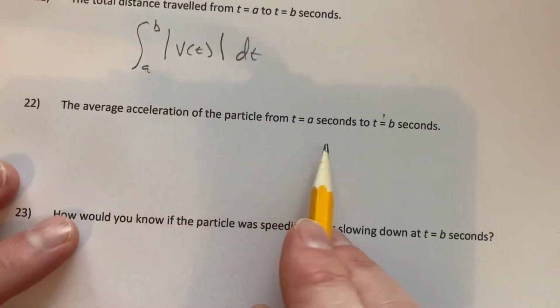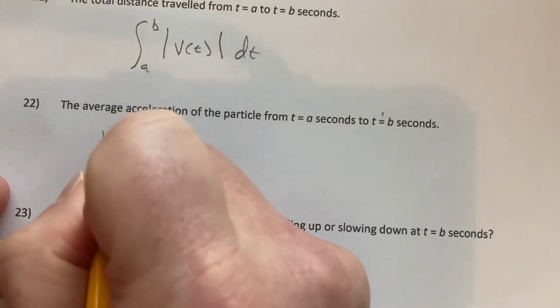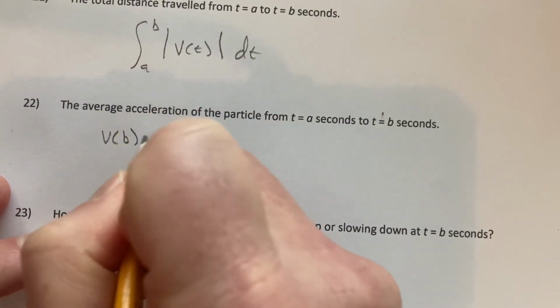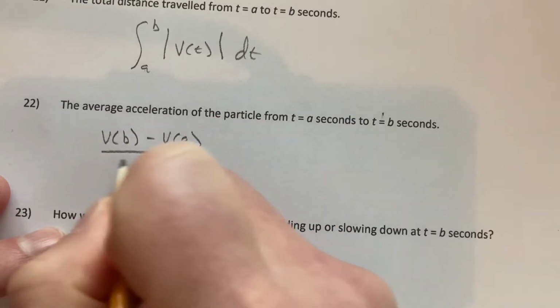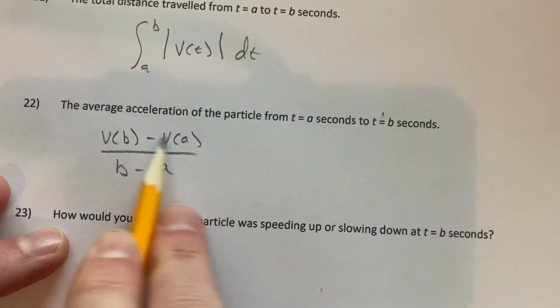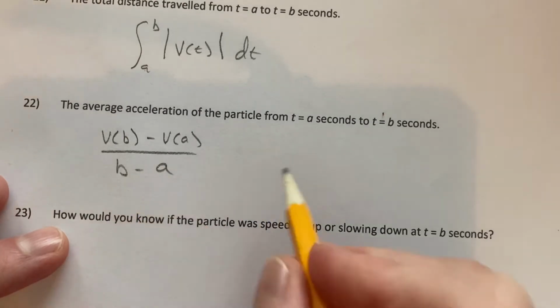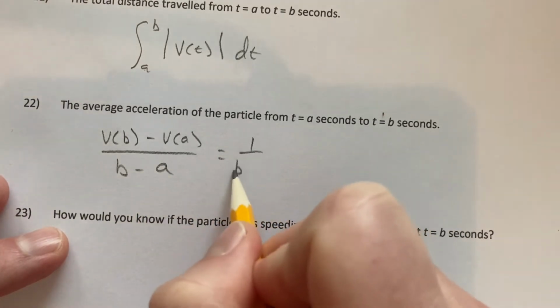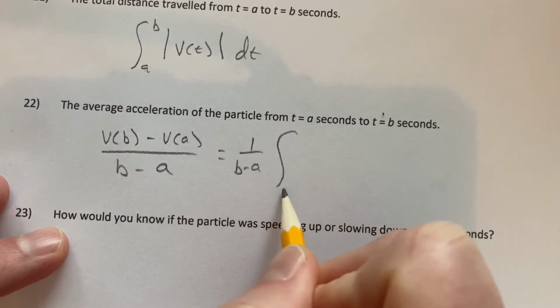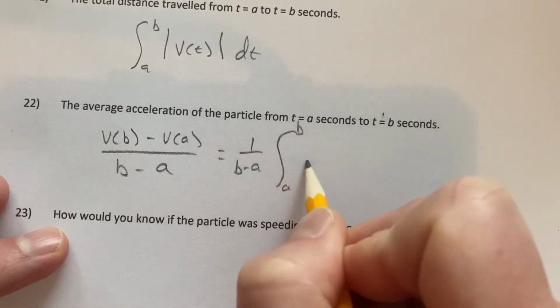The average acceleration from A to B. So now it's the change in velocity. So v of b minus v of a over b minus a. How did my velocity change? How much time did it take? That's my average acceleration, okay? Technically, you could go 1 over b minus a times the integral from a to b of acceleration.